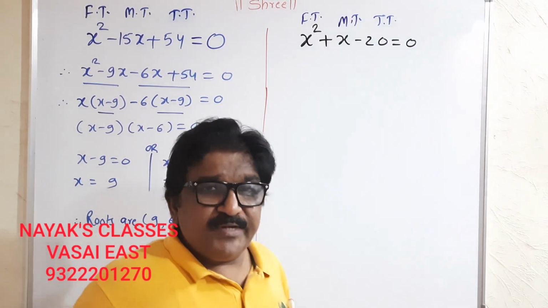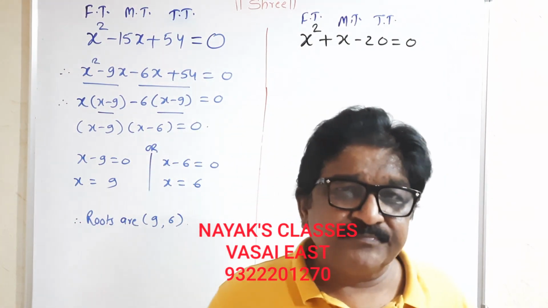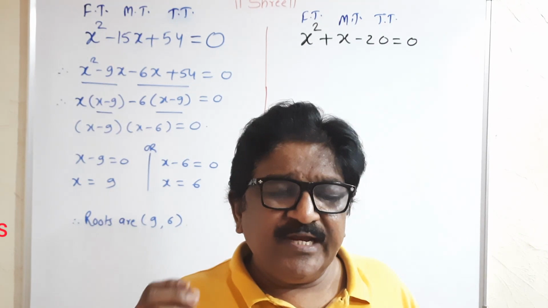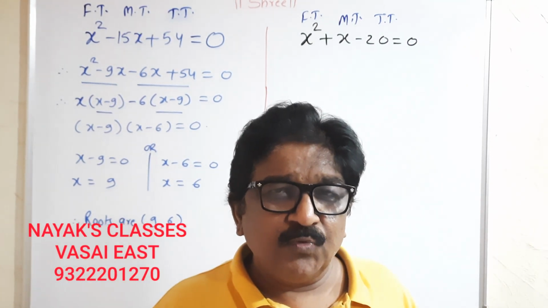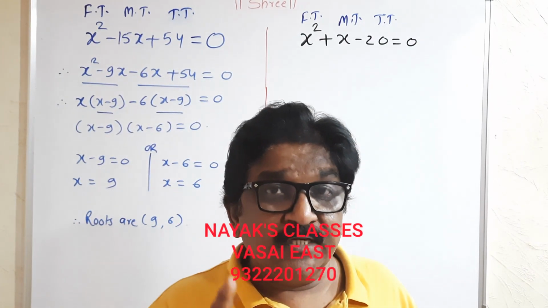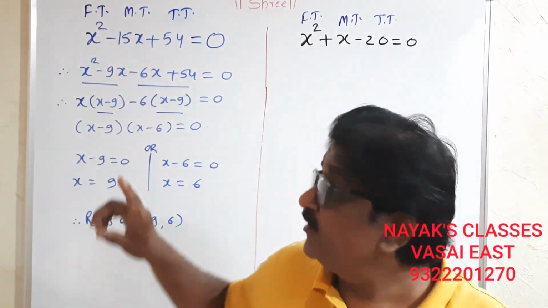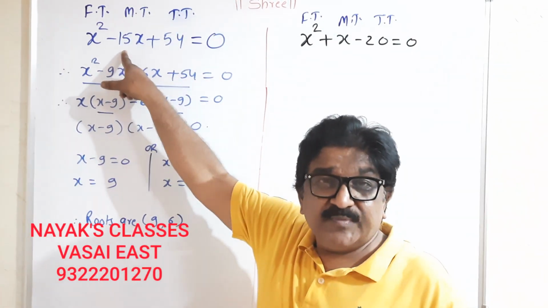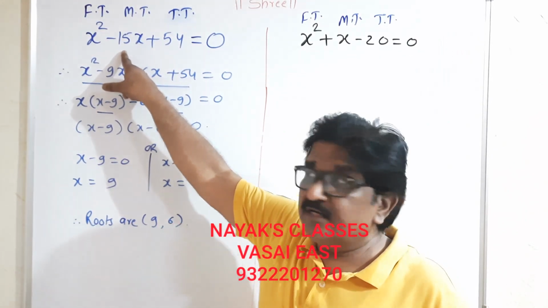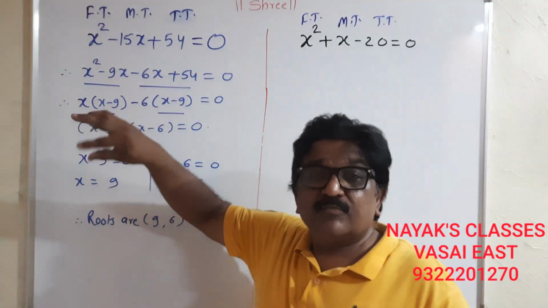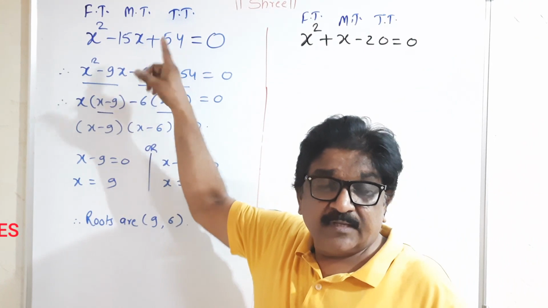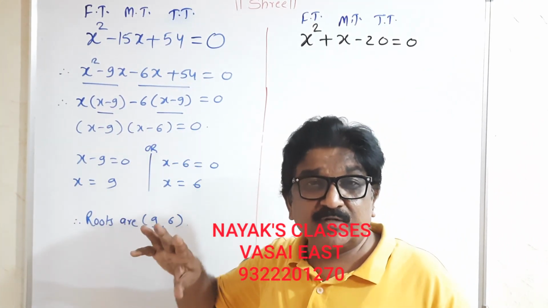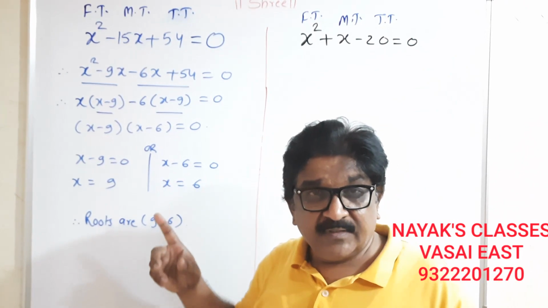So remember, splitting the middle term means you have to get such numbers whose sum must be the coefficient of middle term and product must be the last term. Sum must be middle term and product must be last term.